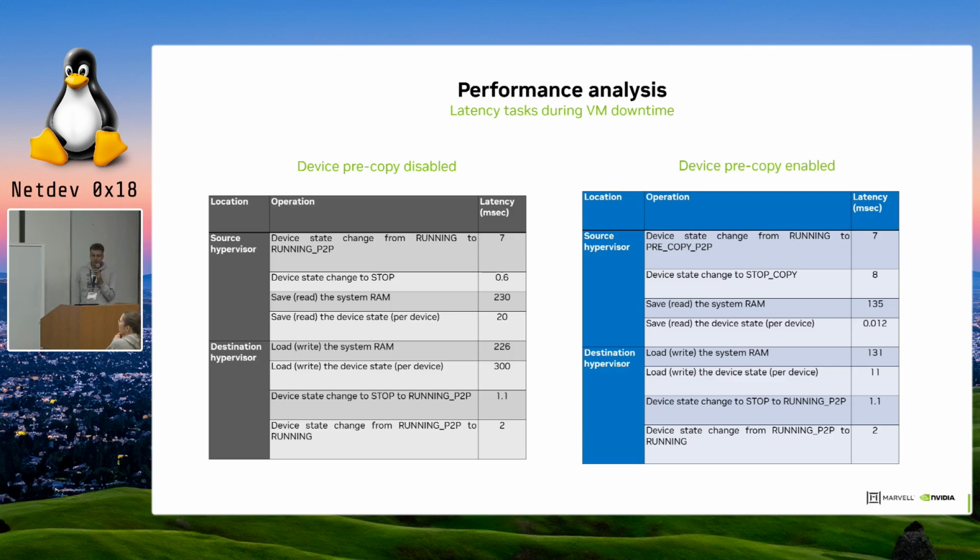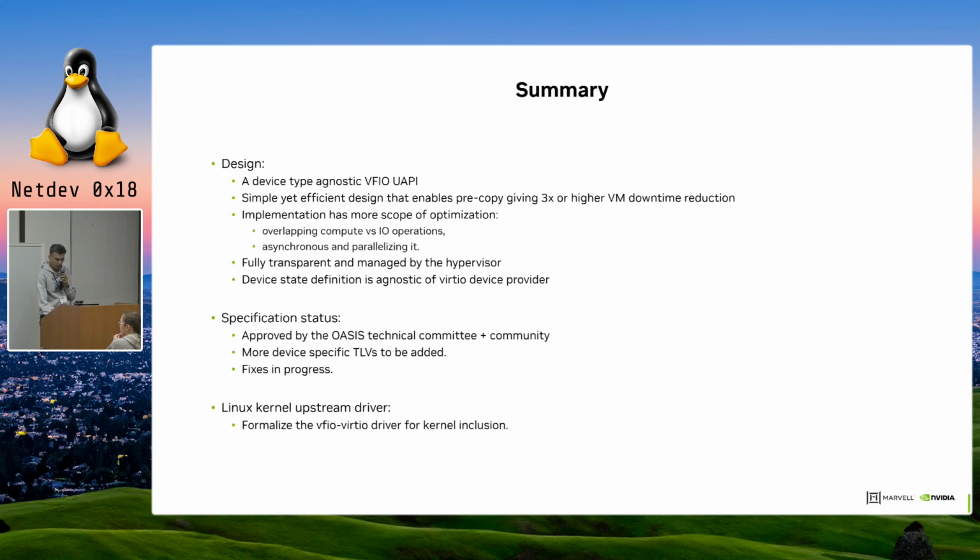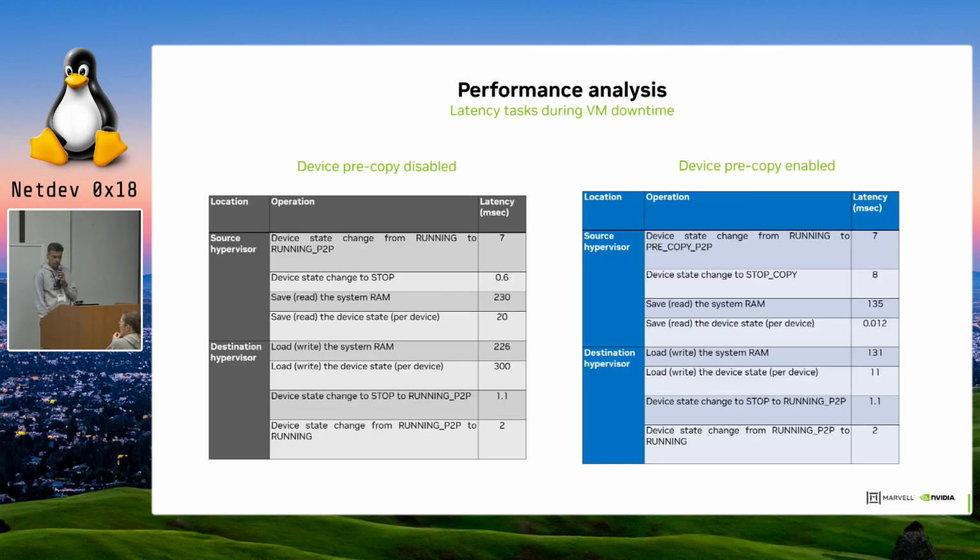So the two numbers, these two tables, are indicative of the downtime breakup: which operation takes how much time. So this is when the VM is down, where do we spend most of our time? When pre-copy is disabled, we spend 230 milliseconds in reading the system RAM on the source side, which is the third row on the left side.